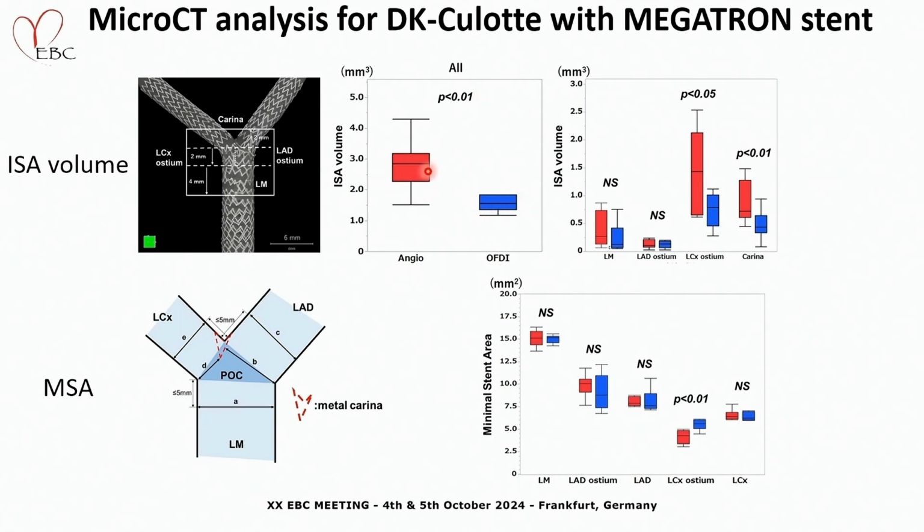Micro-CT analysis revealed a significant reduction in the ESA volume in the OFDI guidance group compared to the angio group, particularly at the LCX ostium and carina. Additionally, the minimal stent area at the LCX ostium was larger in the OFDI group than in the angio guidance group.